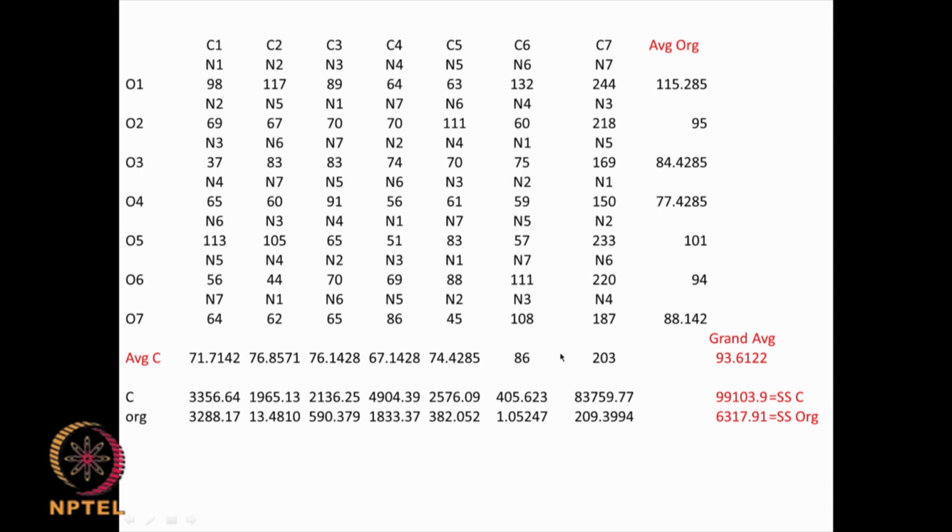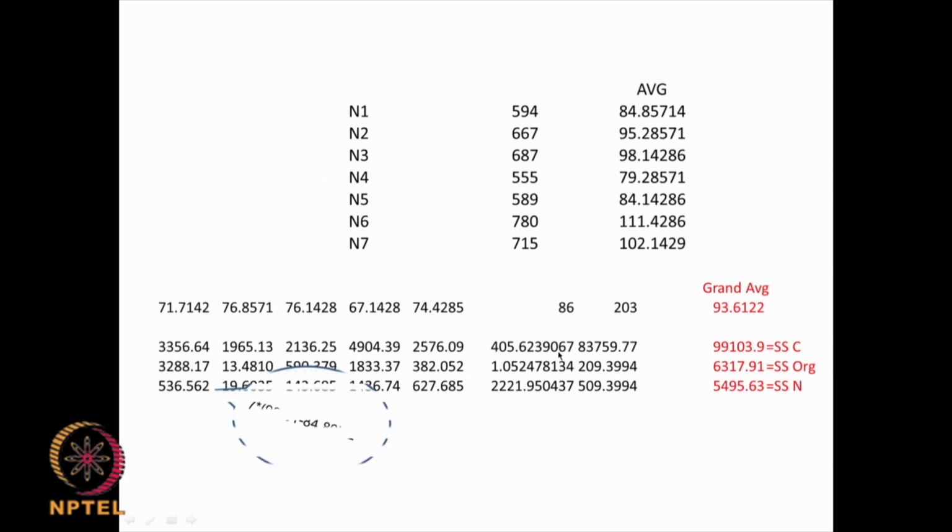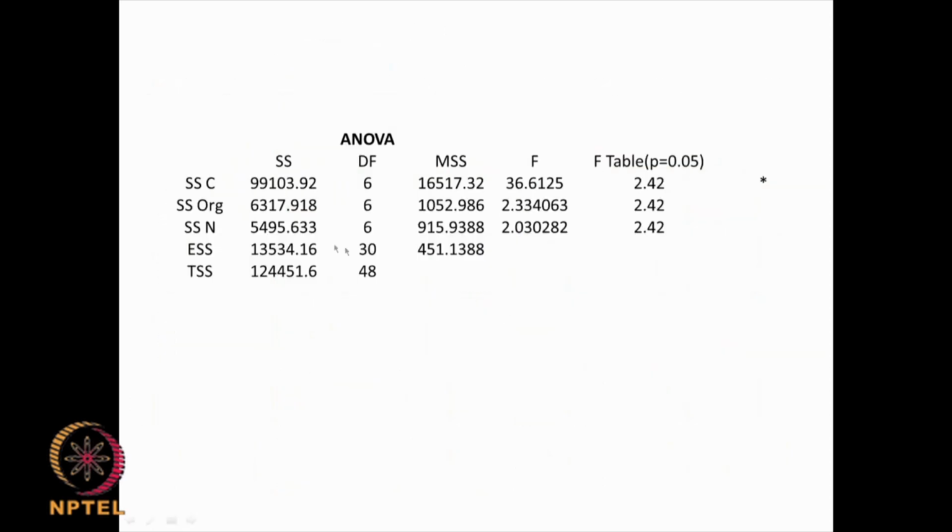Now let us look at the other terms. Organism 2.33, 2.42. So although we will say that it does not have an effect, that means organism, there is no reason for you to reject the null hypothesis, but still it is pretty close, you understand. 2.33 and 2.42 is not very far. So I may look at it more in detail, maybe carry out more experiments and so on.